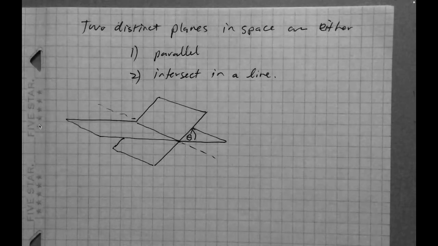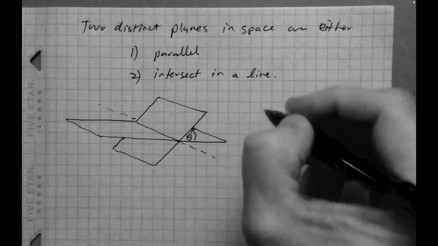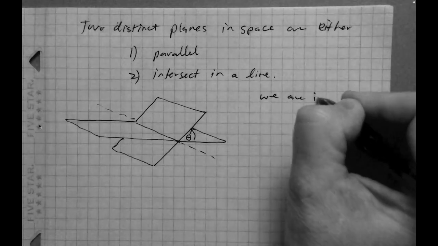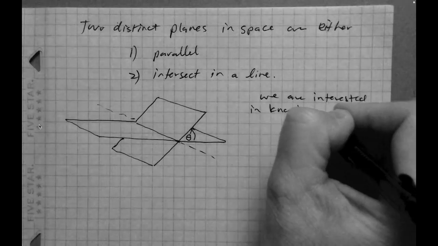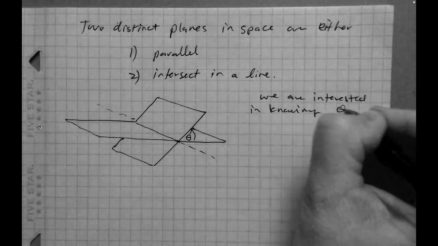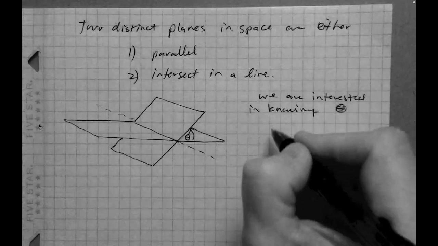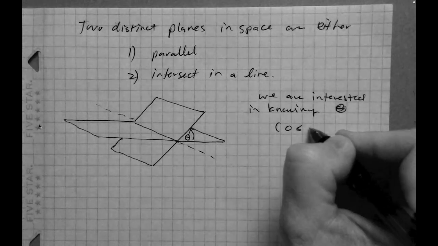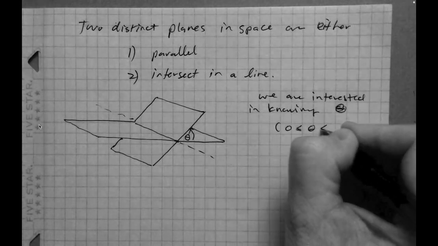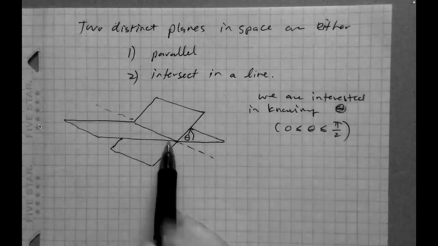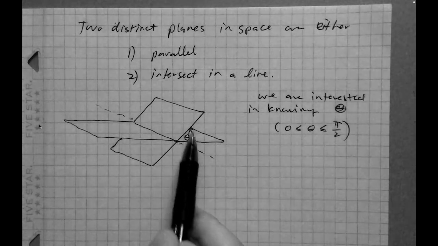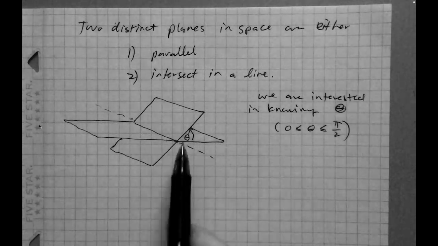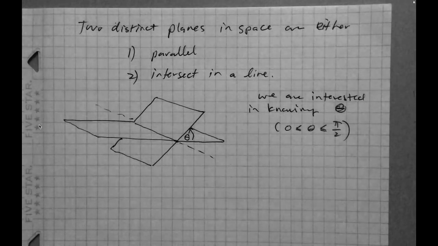So we are interested in knowing theta. And theta is going to be some angle between 0 and pi over 2, right? This is obviously an obtuse angle here, but this is acute, right? So there's always going to be one of the two that's acute. Maybe both if they're both 90 degrees.